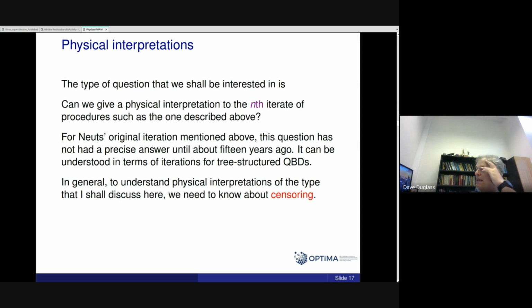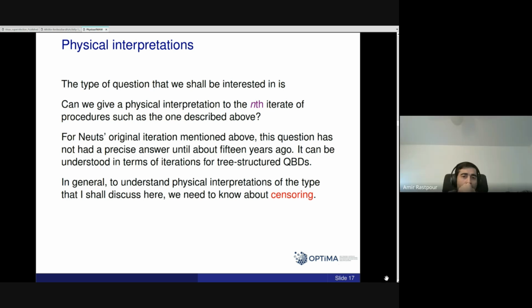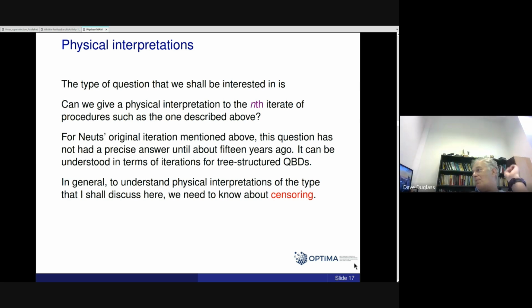It actually ended up being solved by Nigel Bean and myself and our PhD student Nectarius Kontoleon, maybe 15 to 20 years ago, when we were looking at tree-structured quasi-birth and death processes. So it's not a particularly simple iteration, and I'm not going to talk about that one here, but there is a physical interpretation. It's a bit of a complicated one. There are much simpler ones, which I'll talk about in a minute. But before going there, I need to just mention something about censoring.